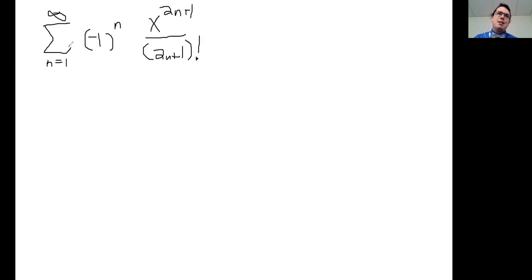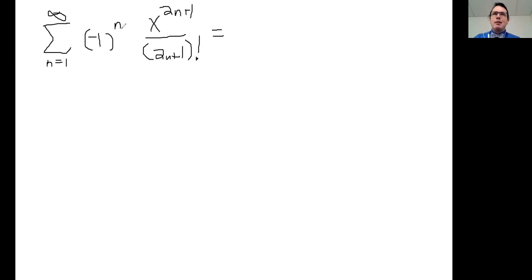The only difference is that now I'm starting my sum at n equals 1 and going to infinity. Still an infinite series, but my index starts at 1. Other than that, this looks like the Maclaurin series for the sine function. Well, what has happened here? Let me think about the terms that this produces.